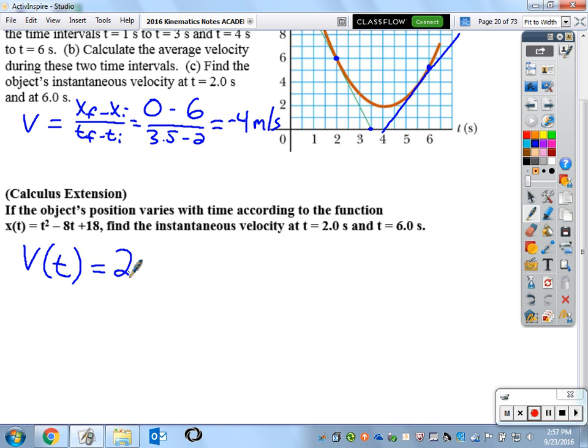Step 2, your exponent decreases by 1. It goes from t squared to t to the first. And do we express what t to the first is? We just leave that typically as t. Okay, so that's that term. We're done with the t squared. That has become 2t. Then we take a look at the next term, which is negative 8t.